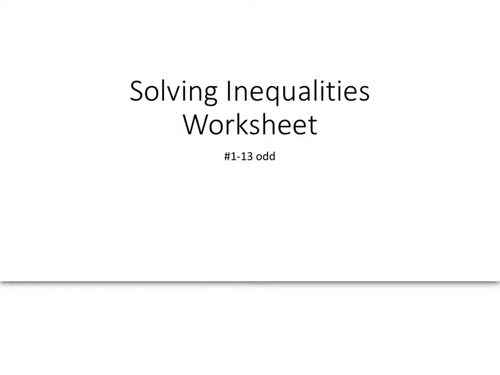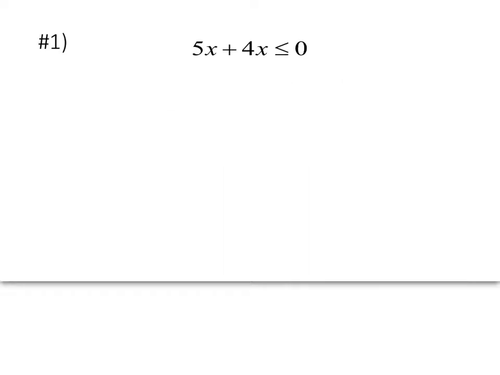This is the worksheet for solving inequalities. Okay, so the first thing that you need to do is isolate the x. You'll notice we have two x's right here, so we're going to need to combine those. So 5x plus 4x is 9x, which is less than or equal to 0.